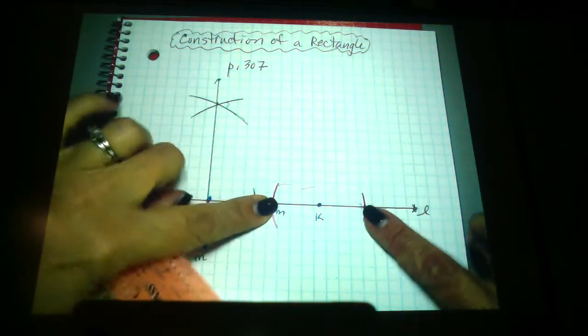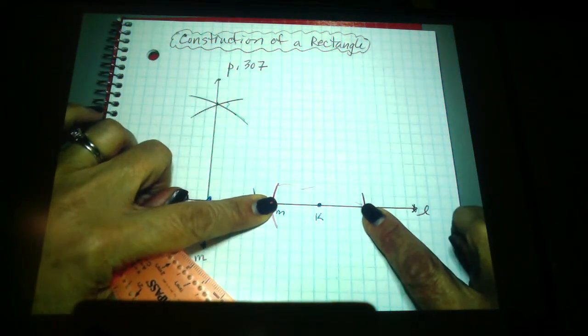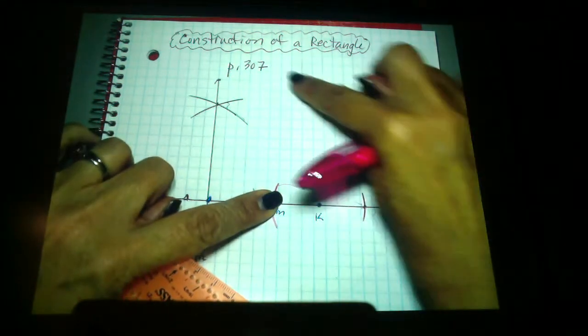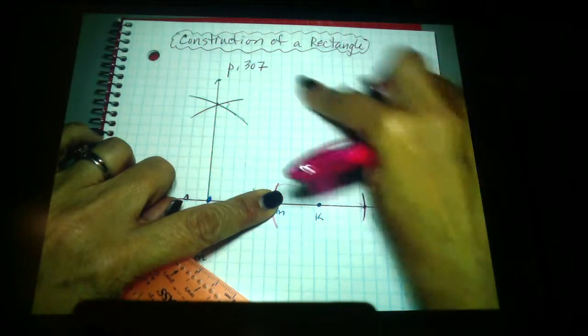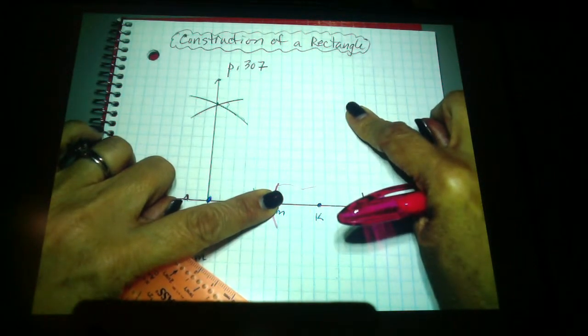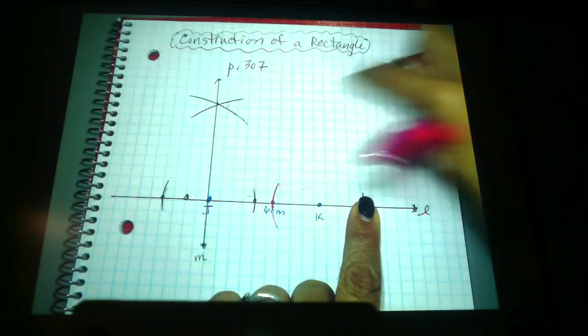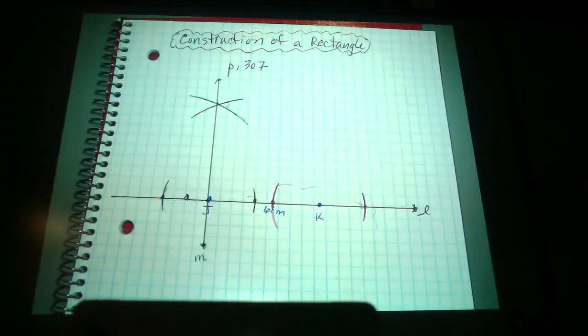Because then from these points on line L, you're going to make a bigger arc, so you want to get a bigger distance. And from here, you want a distance that you're going to make an arc up here. Use that same distance, move it over here, and put another arc over here, and you'll get an X. X marks the spot.